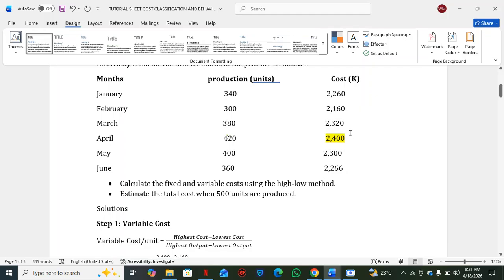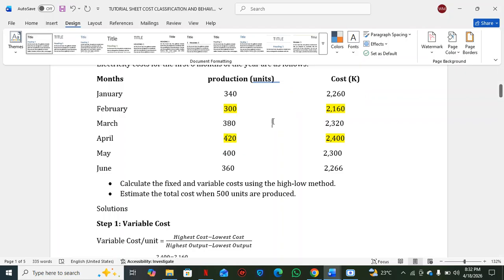What is the lowest cost? We look. The lowest cost is 2,160. So the highest cost should be attached with the highest output, because when you produce more, you're going to incur more costs. So the highest output, 420 units. The lowest output, 300 units. I hope we're clear on that, colleagues.